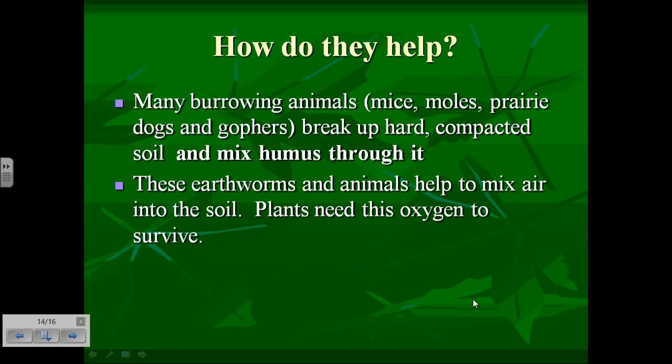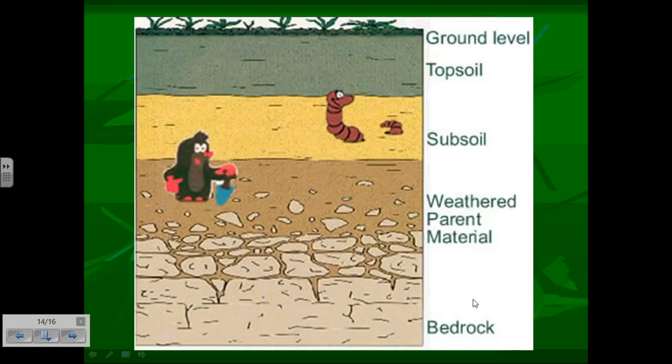Animals also help with the mixture of soil. Many burrowing animals, such as mice, moles, prairie dogs, and gophers, are able to break up hard, compacted soil and mix humus through it. These earthworms and animals help to mix air into the soil. Plants need this oxygen in order to survive.